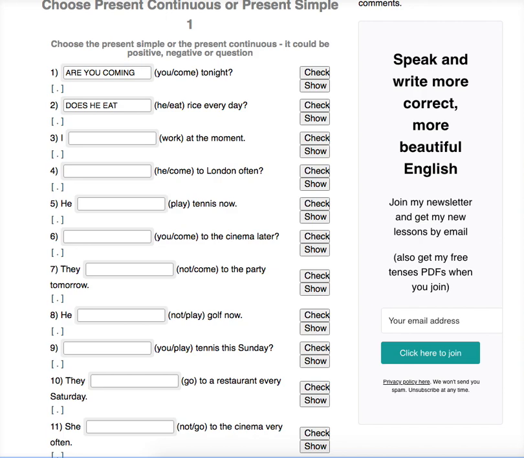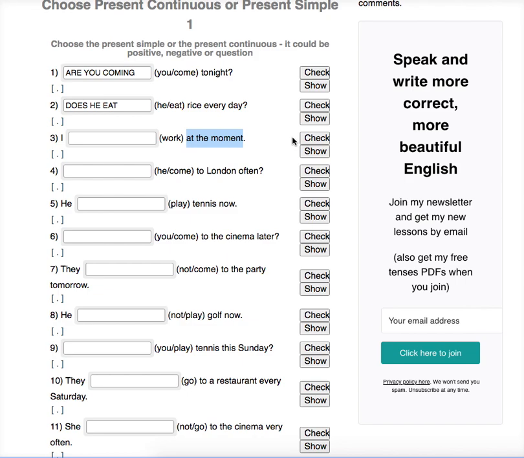Let's continue with Juan D. Juan D, the next one. Look at this. You have the verb, you have I work, but you have at the moment. So Juan D, simple or continuous? Juan D, are you there? Okay, maybe he's not here.